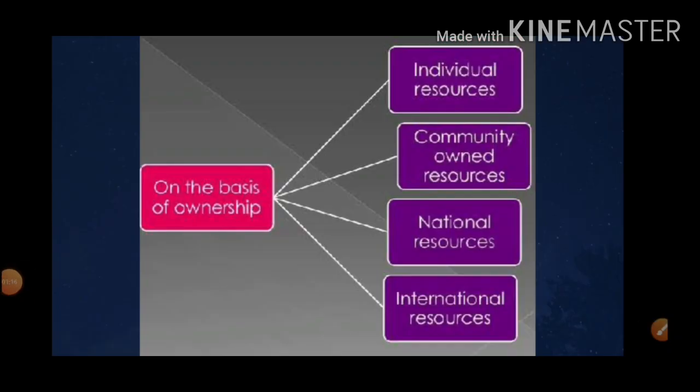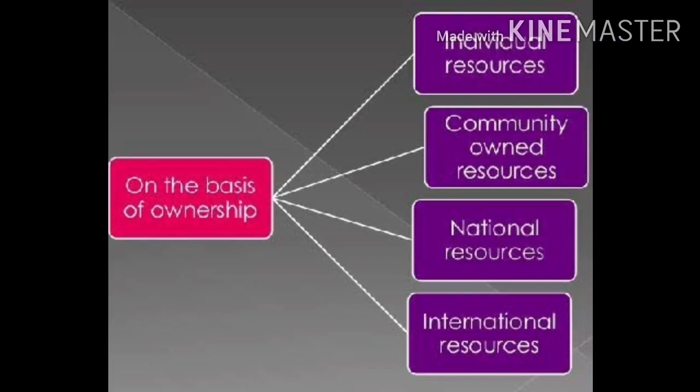Next we are coming to the third category, on the basis of ownership. Individual resources, community owned resources, national resources and international resources. So let us see one by one. Individual resources are the resources which are owned by a private individual. Like on the village side, we can say the landowners like farmers, and when it comes to the city side, we can say the people who have properties, houses, plots, and even ponds, water in the wells are some examples of individual resources.